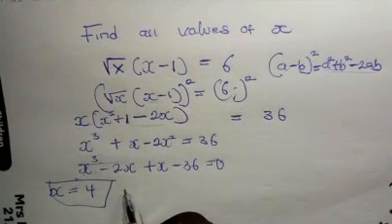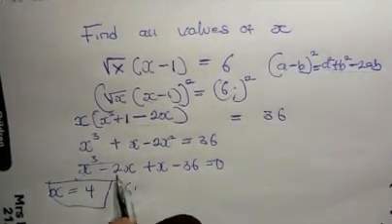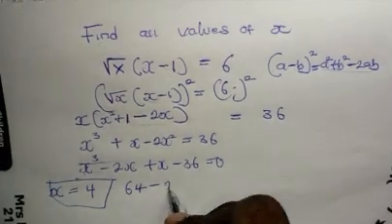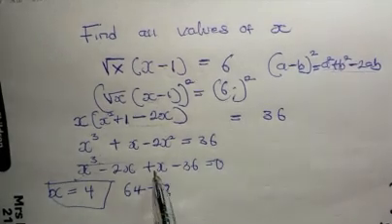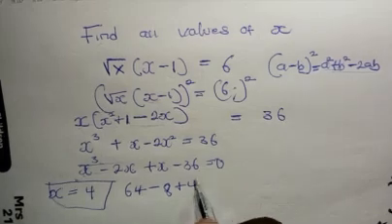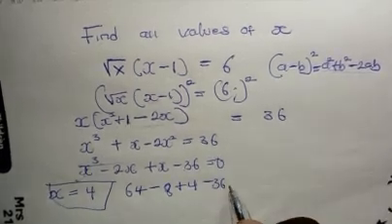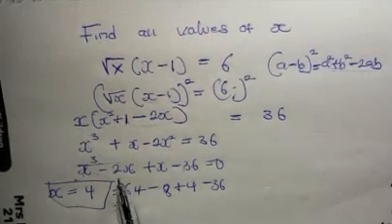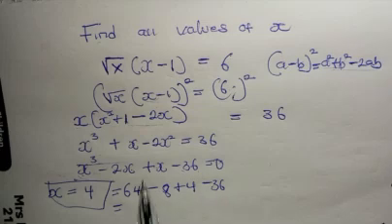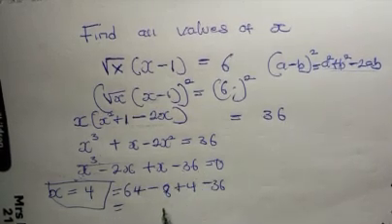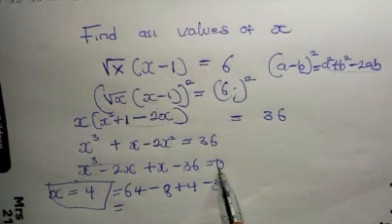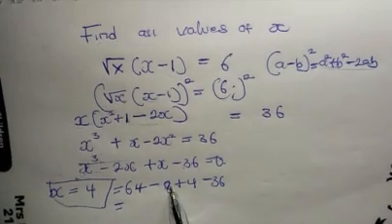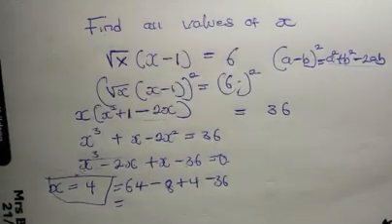4 raised to the power of 3 is 64. 2 times 4 is going to give us minus 8. And here we'll be having 4, and here minus 36. I want us to confirm whether 4 is a factor of this equation or not. If 4 is a factor of this equation, this must be equal to 0. So we have 64 here. We have minus 8 minus 36.